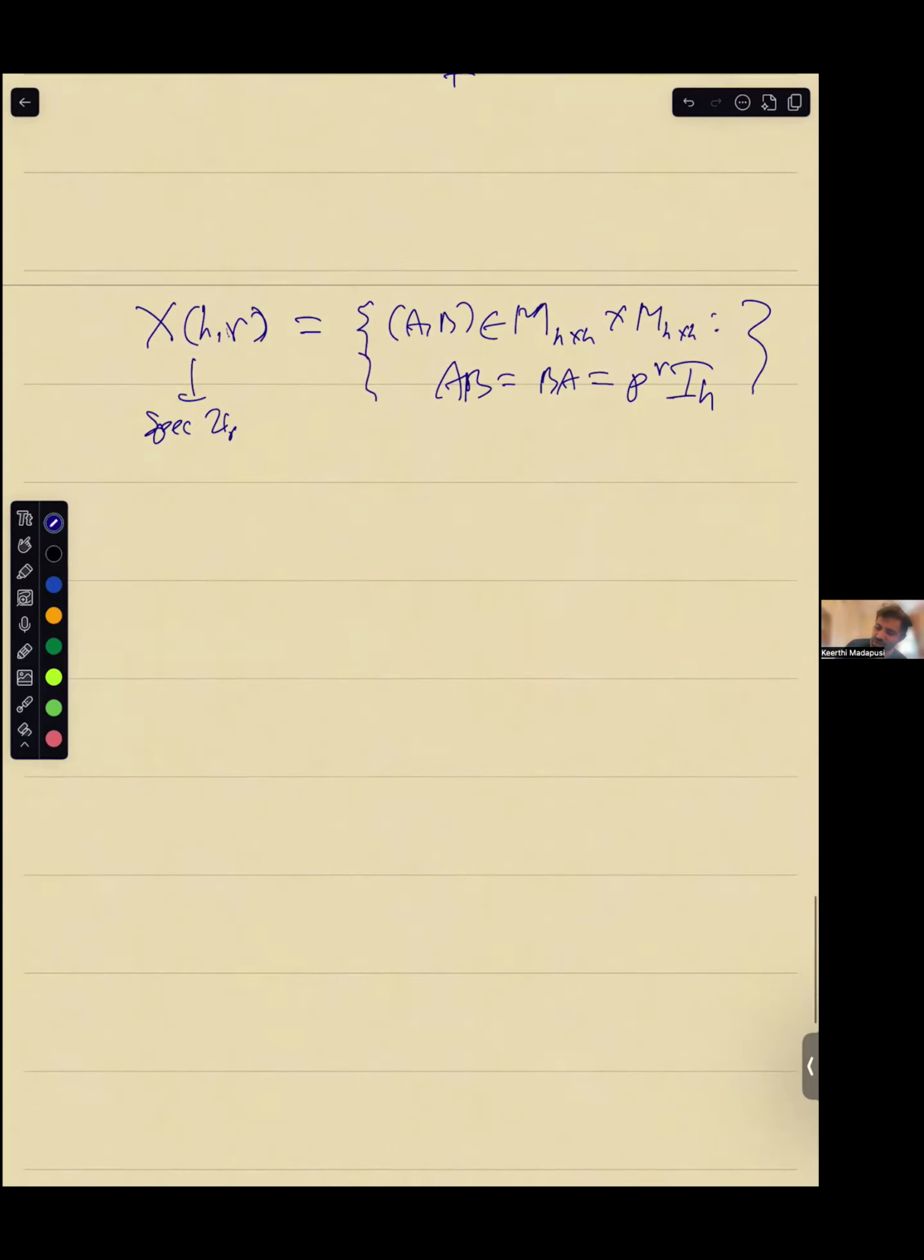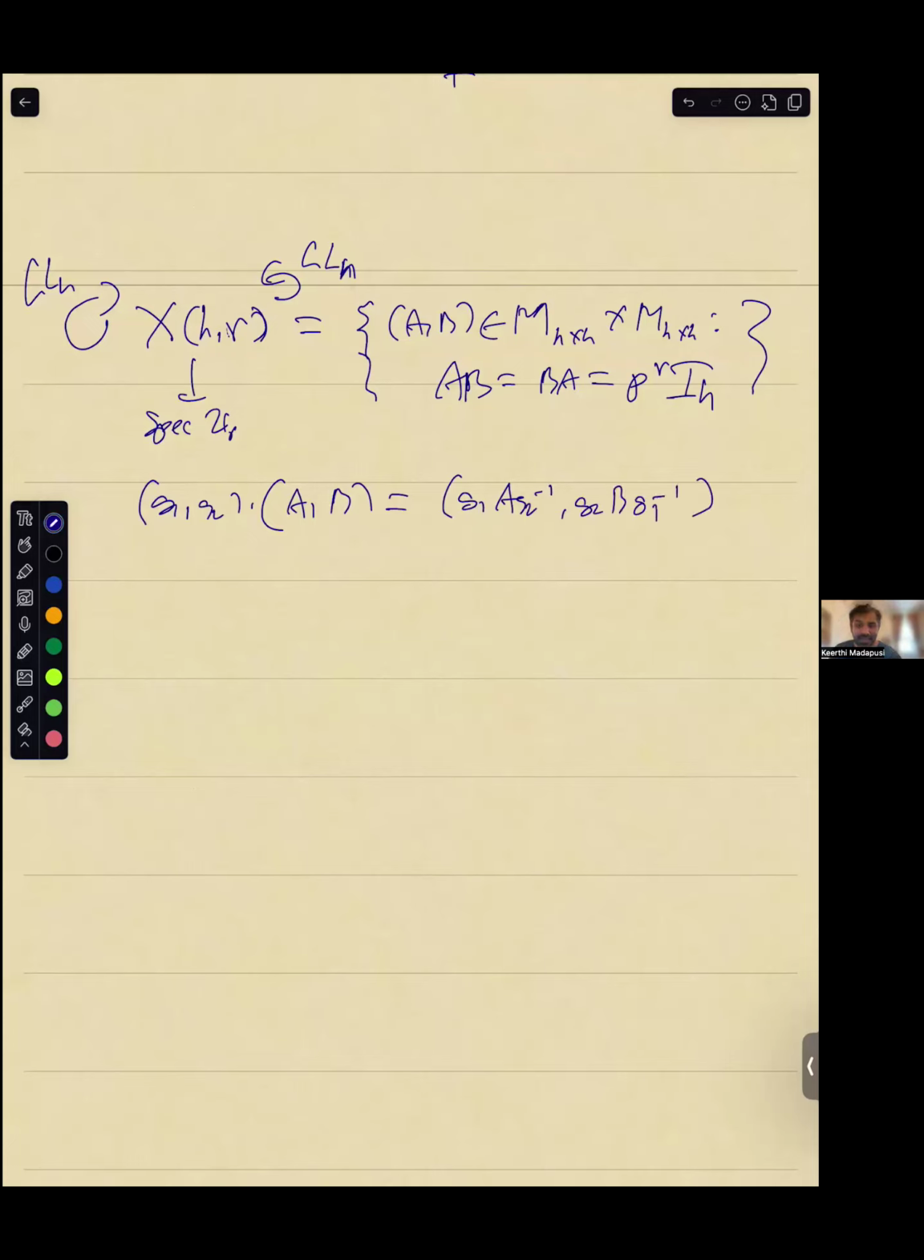And the action is given by G1, G2, AB equals G1. Furthermore, when I restrict to the generic fiber, this is actually isomorphic to GLH via the projection. And in fact, it's equivariantly isomorphic to GLH, so GLH acts on itself on both sides by, say, just projecting out of the first coordinate.